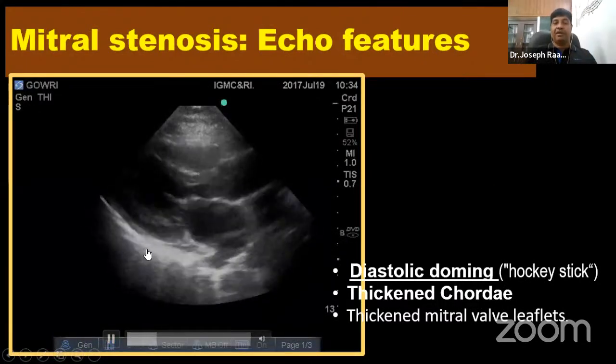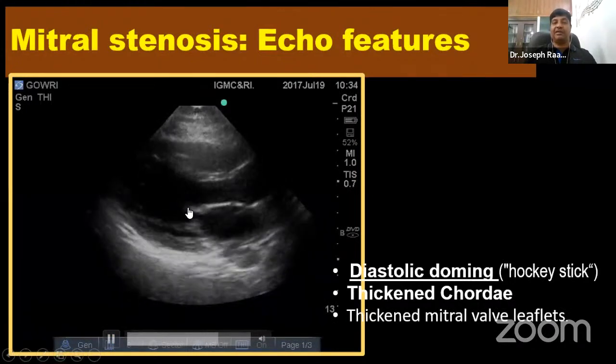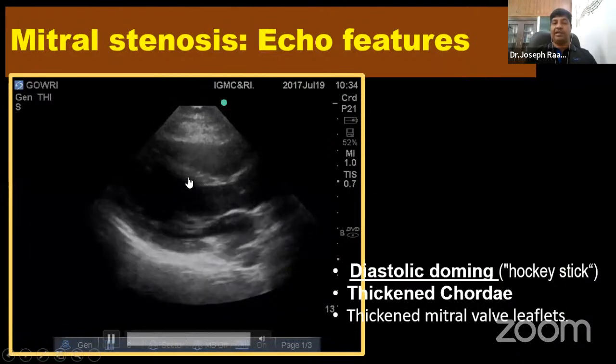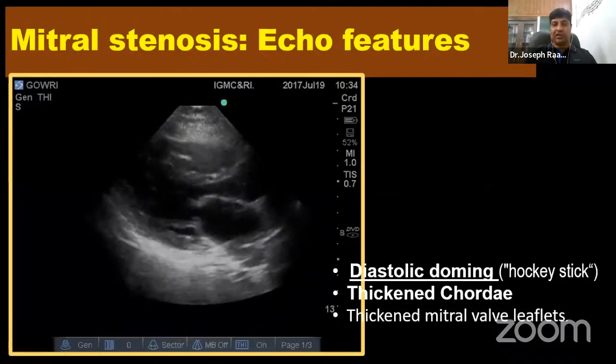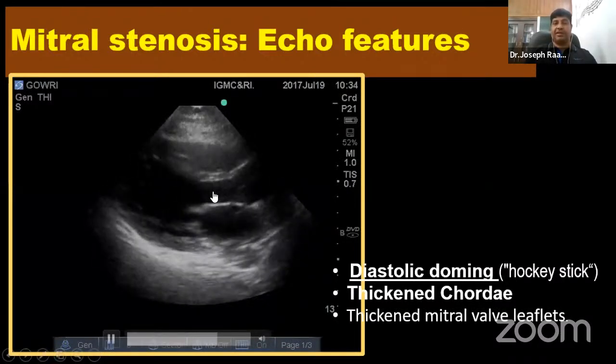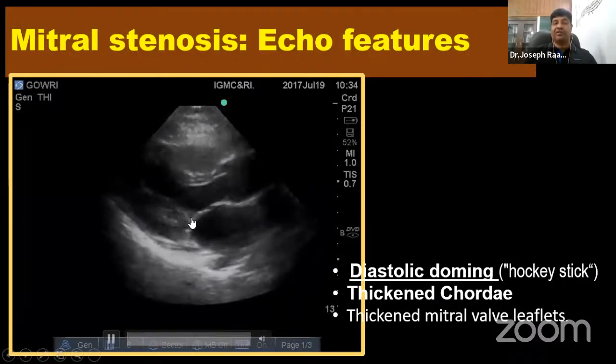If you recollect my previous images, the anterior leaflet of the mitral valve is moving very well and touching the interventricular septum. That's what we saw during the assessment of the systolic function. But in this video, because of the fusion, the tip of the mitral valve is not moving well. As a result, you get something like a doming. This is called diastolic doming, and this is your hockey stick appearance. Then you can see the thickened chordae and the thickened leaflet.